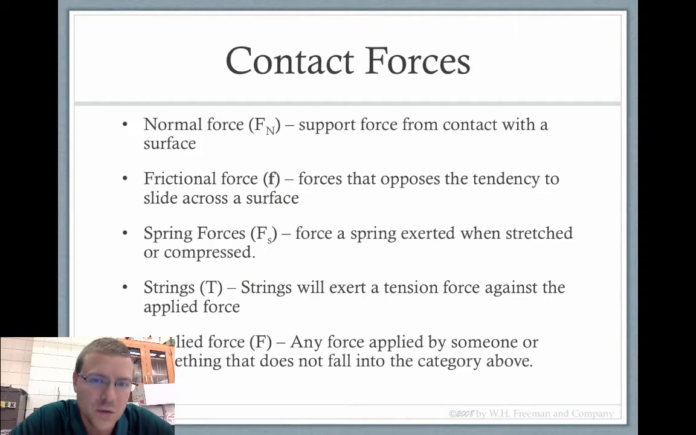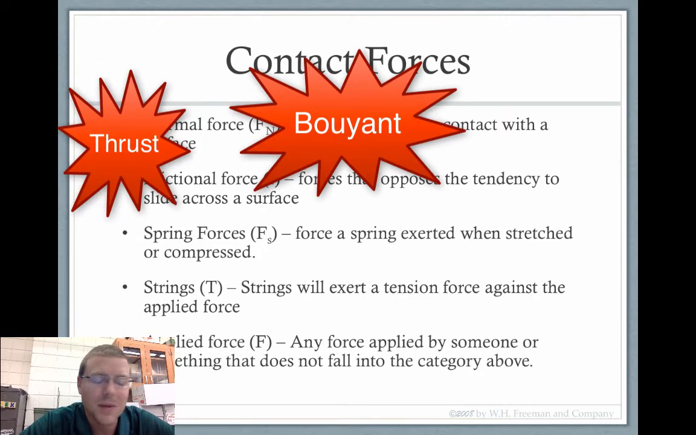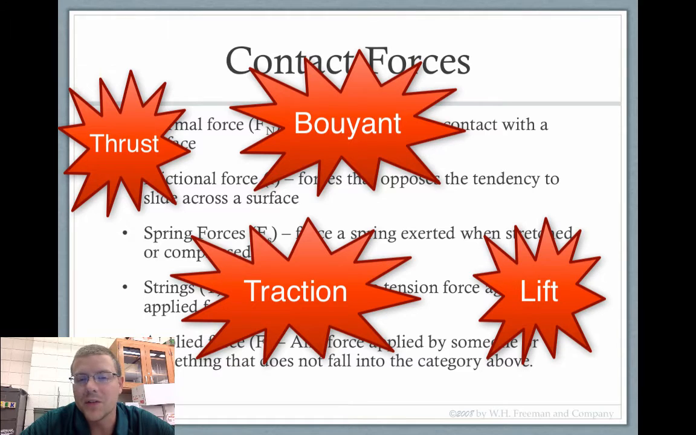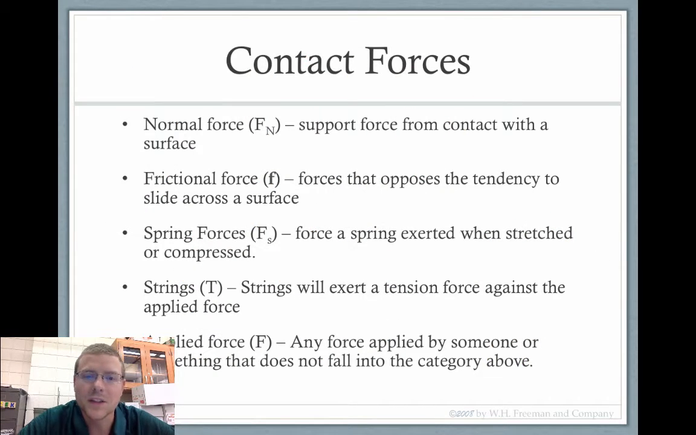So let's go through those contact forces that we talked about earlier. There are 5 contact forces that we'll deal with. There can be many, many more, but really they're versions of what we have here. The very first one on the list is what we call a normal force, or the support force from a surface. A lot of times people write F sub n, or sometimes you'll just see it written as capital N. I'm going to demonstrate normal forces, or support forces, for you with this demonstration.